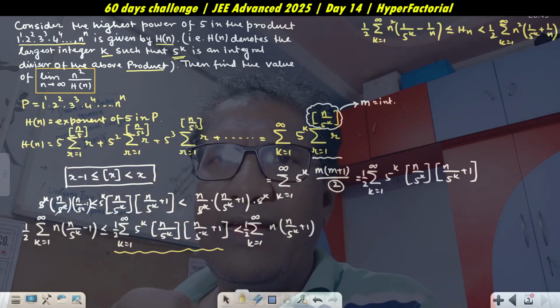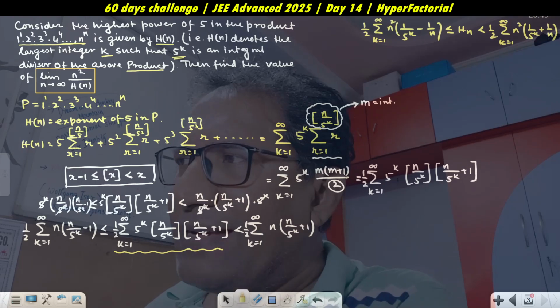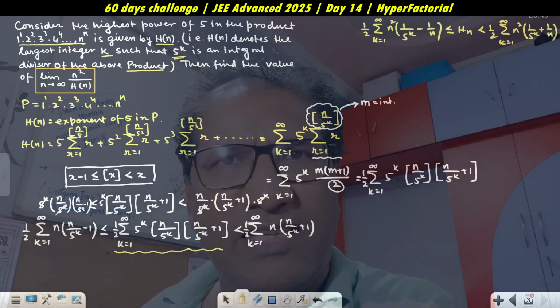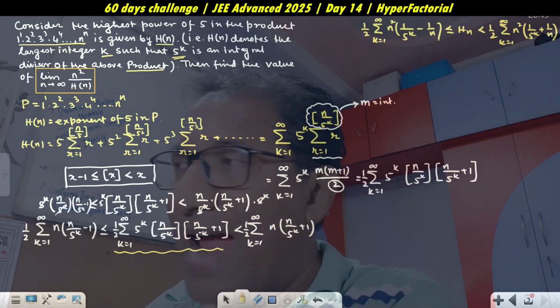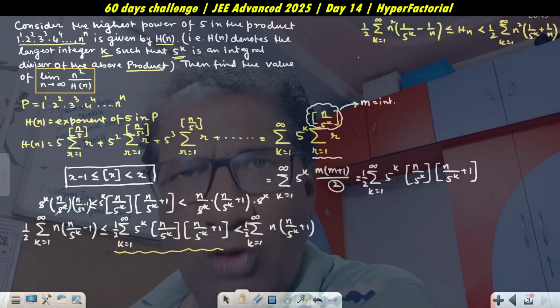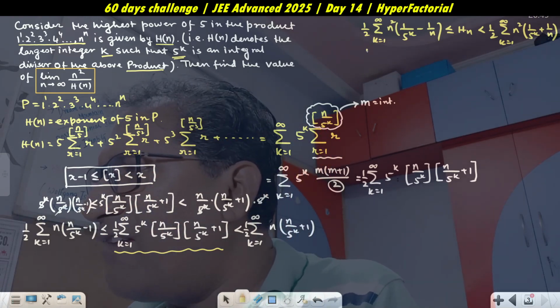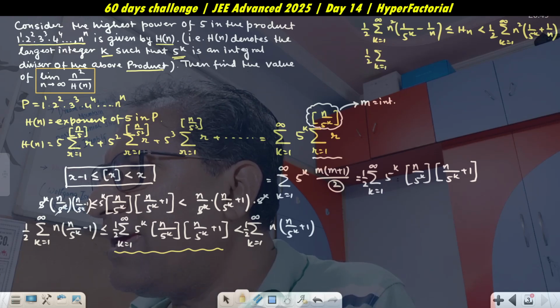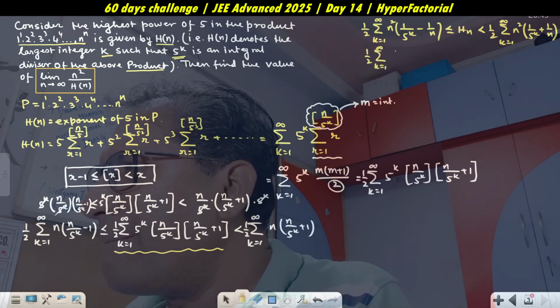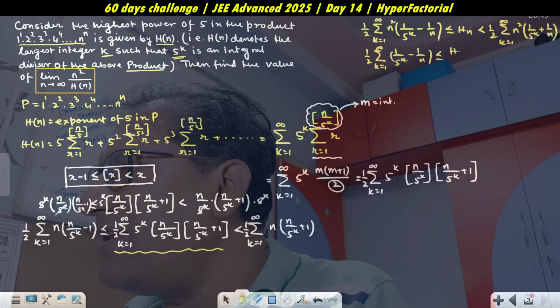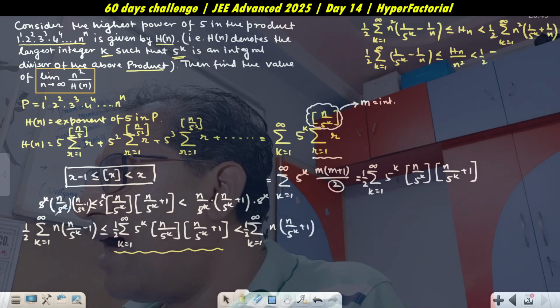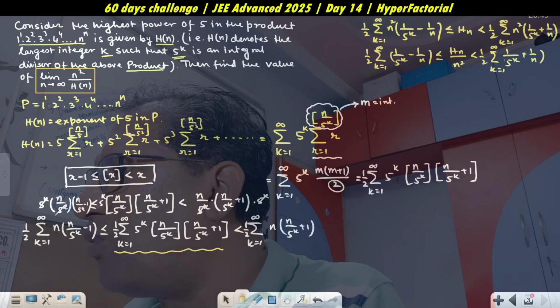N square does not contain any k, so I can take that n square outside the sigma sign on both sides. Now I'm dividing both sides by n square. So we are left with half sigma k from 1 till infinity 1 over 5 to the power k minus 1 over n is less than or equal to Hn by n square, which is less than half sigma k from 1 till infinity 1 over 5 to the power k plus 1 over n.